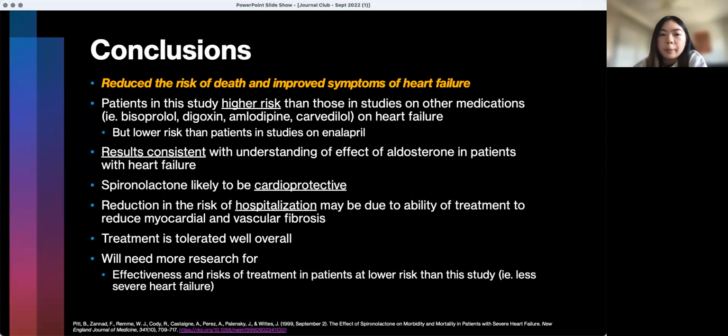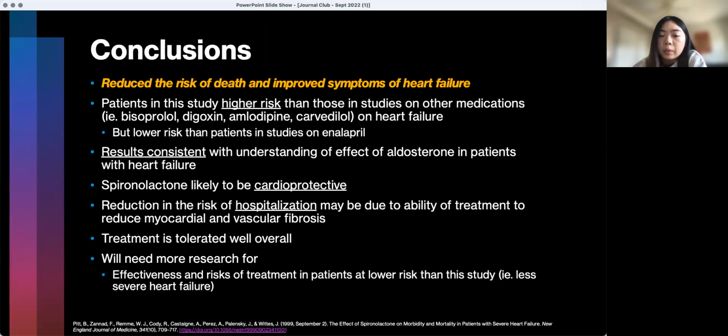Okay, so wrapping up, the key takeaway is that spironolactone did reduce the risk of death and improve symptoms of heart failure in this trial. But it's also important to note that patients in this study were higher risk than those in the studies of other medications on heart failure, but lower risk than patients in studies on enalapril. The results were consistent with the understanding of the effect of aldosterone in patients with heart failure.